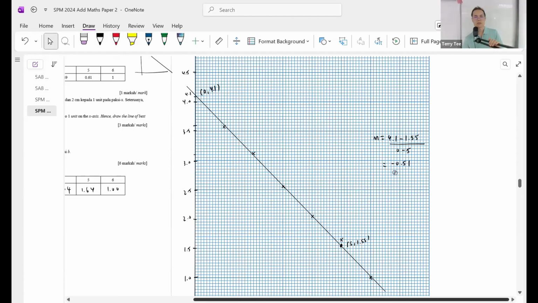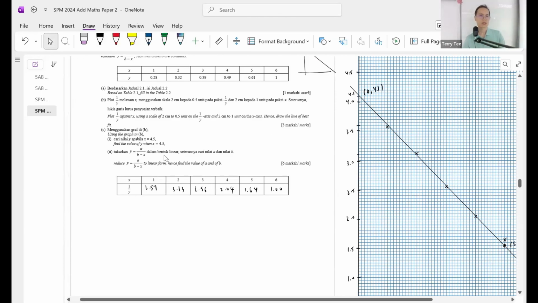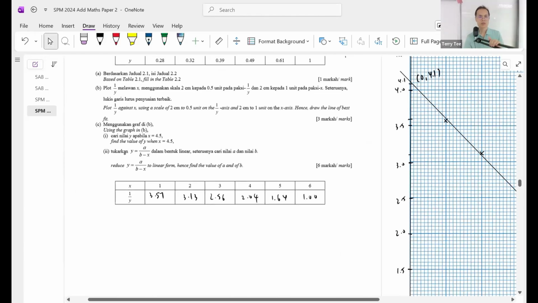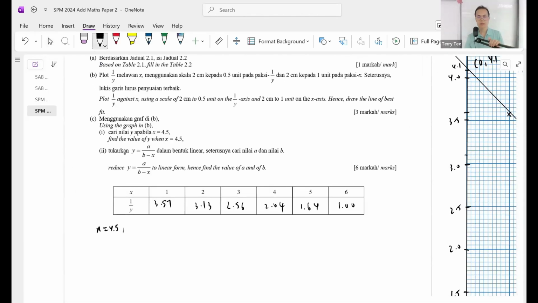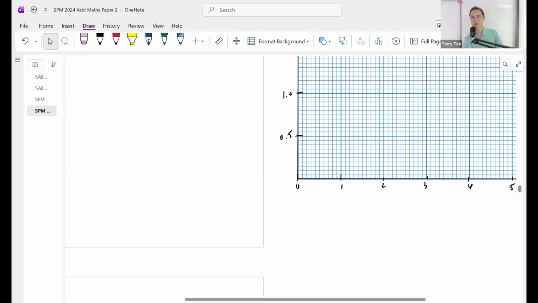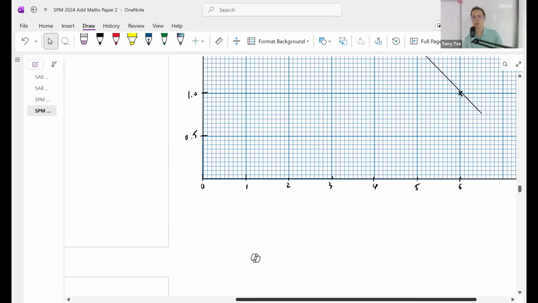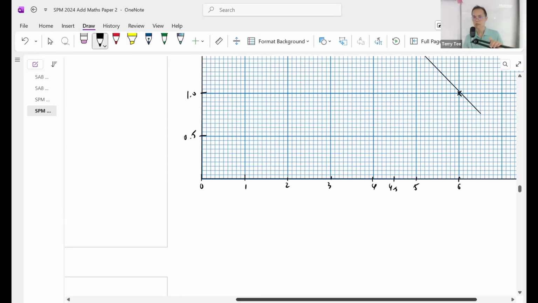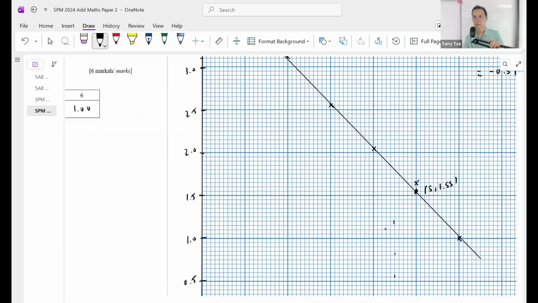Okay. So we need to find two things. We need to find the value of y when x is 4.5. So when your x is 4.5 from the graph, where is 4.5? Go back to your graph. 4.5 is over here. This is 4.5. Move it up. Move it across. This one looks like 1.8. 1.8, right? Yeah, for my graph, 1 over y is 1.8.